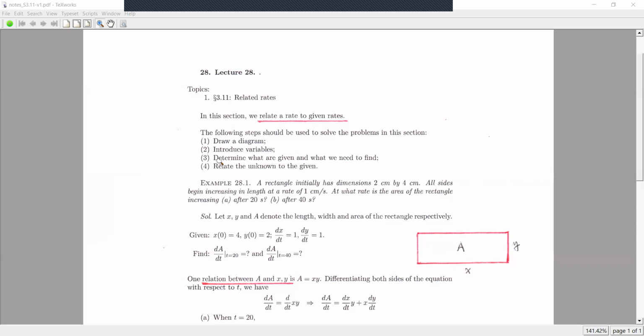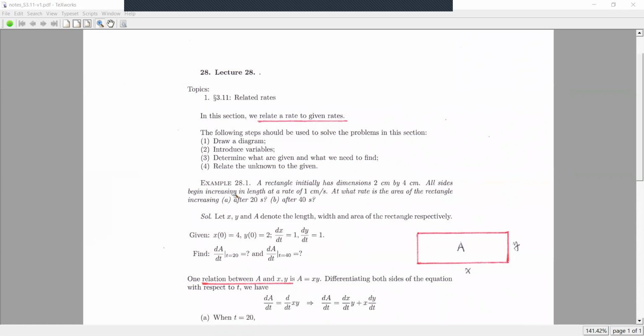Step 3, determine what are given and what we need to find. Initially, the dimensions of the rectangle are 2 by 4. In other words, when time is 0, x is 4 and y is 2.